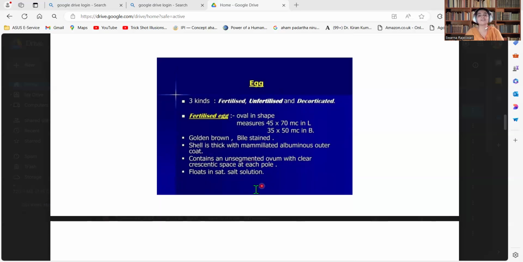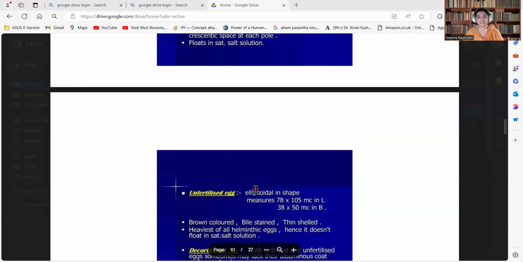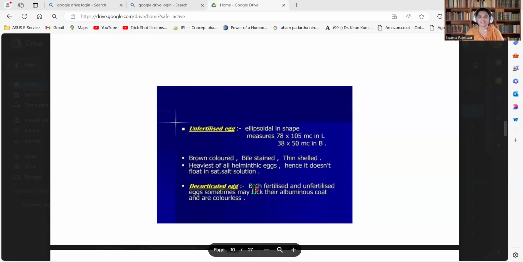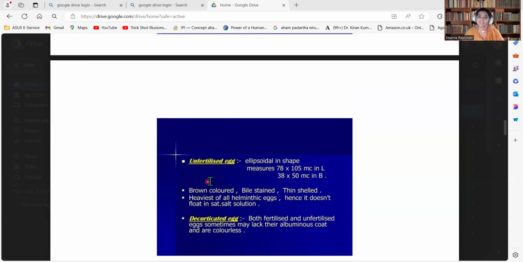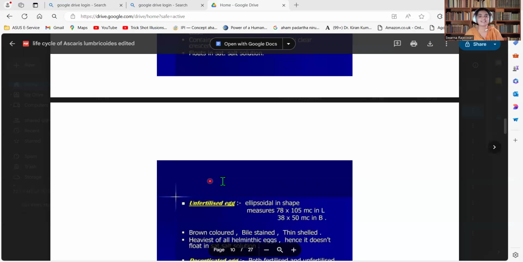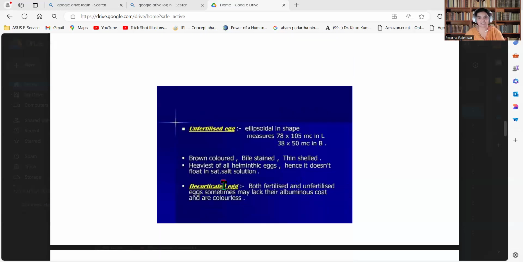So this is also one of the important points in the case of the eggs of Ascaris lumbricoides, that is about fertilized eggs. When we see the unfertilized eggs, they are brown colored and they are thin shelled. And how we can distinguish between the fertilized eggs and unfertilized eggs is the fertilized eggs will float in the salt solution, whereas unfertilized eggs do not float on salt solution.